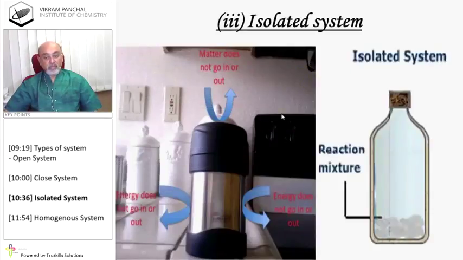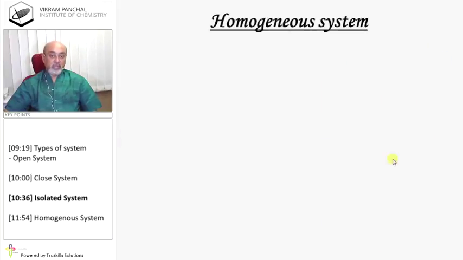Isolated system. A thermos flask. If you put hot water, it remains hot. If you put ice, it remains ice. That means you cannot add anything, you cannot remove anything, even you cannot boil it or heat it, you cannot remove heat from this. Such system, which cannot exchange energy and matter with surrounding, is known as isolated system.